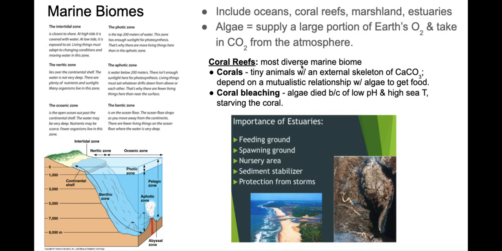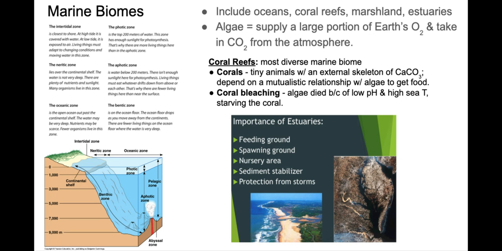The coral reefs, we know that they are the most diverse marine biome, so they're going to have a very high biodiversity. There are corals, which are tiny animals with external skeleton, which is made of calcium carbonate or limestone, right? They usually depend on a relationship with algae. So if I disturb algae in various ways, it's going to affect the coral reef in that area. Thus, it's going to affect the productivity of that area. Coral bleaching happens because algae dies because of low pH and high sea temperatures, and therefore I would have a starving coral.